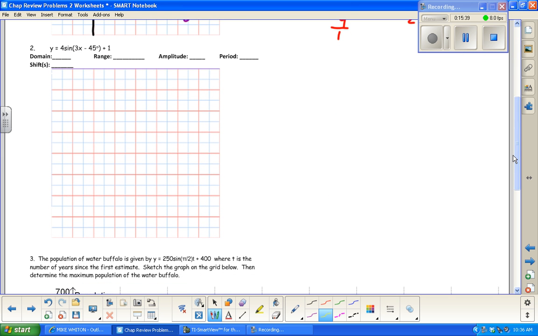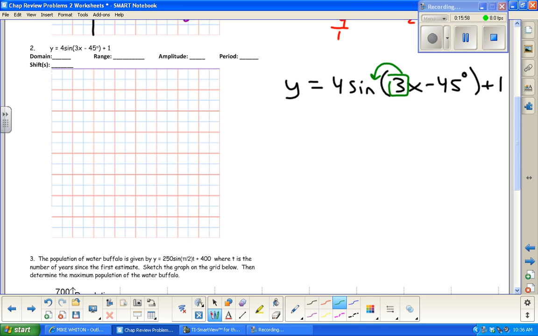Okay, number 2. They didn't quite give you the equation in the totally correct form here. There's one little thing we've got to do. First off, it's in degrees, so that's kind of nice. But the thing that wasn't right, this 3 technically needs to be out in front there, because the phase shift in this one's actually not 45. If the 3 is in there, it changes things a little bit.